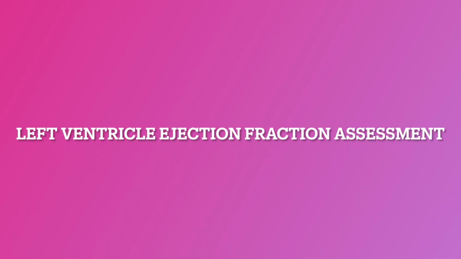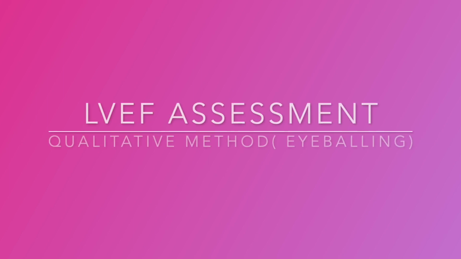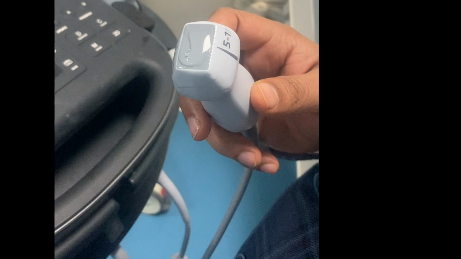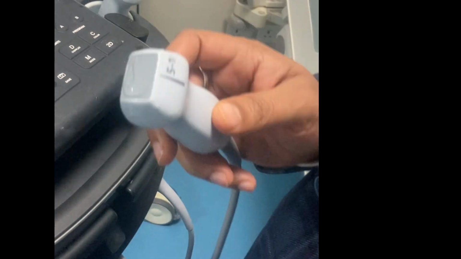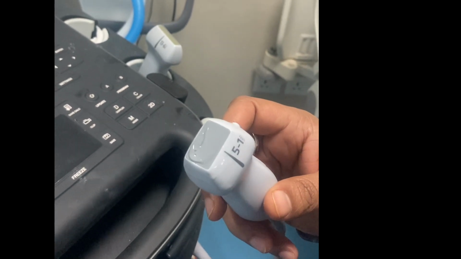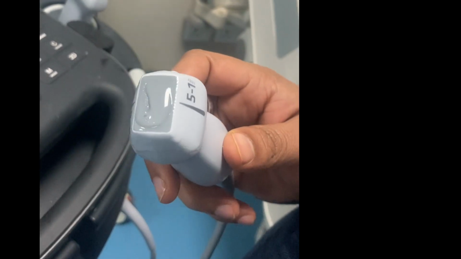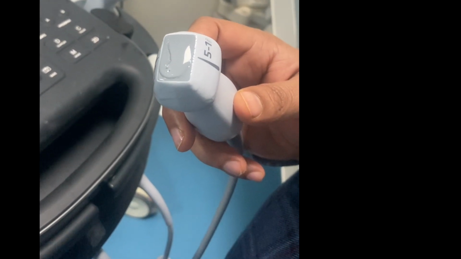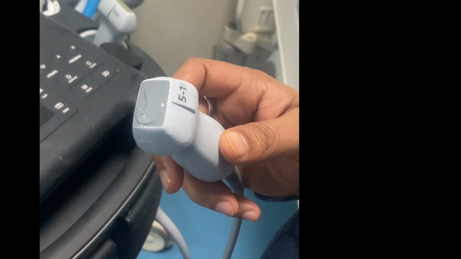So the ejection fraction assessment can be done either by the quantitative method or the qualitative method. Left ventricular ejection fraction assessment by the eyeballing method is the most commonly used method in day-to-day practice. In this method, we look for two things. First is the left ventricular wall contractility, and the second is the approximation of the interventricular septum and anterior mitral valve leaflet.